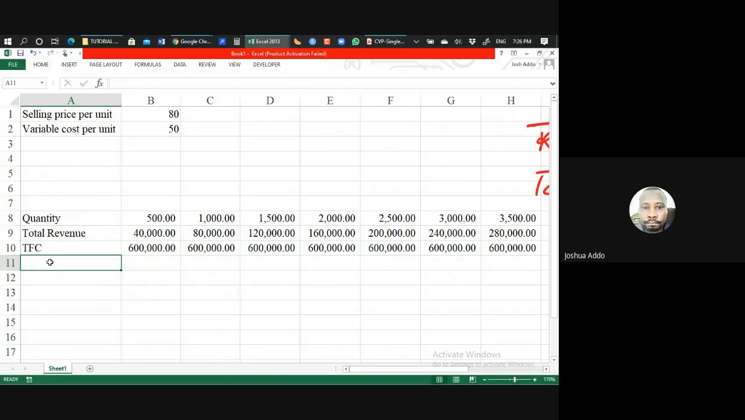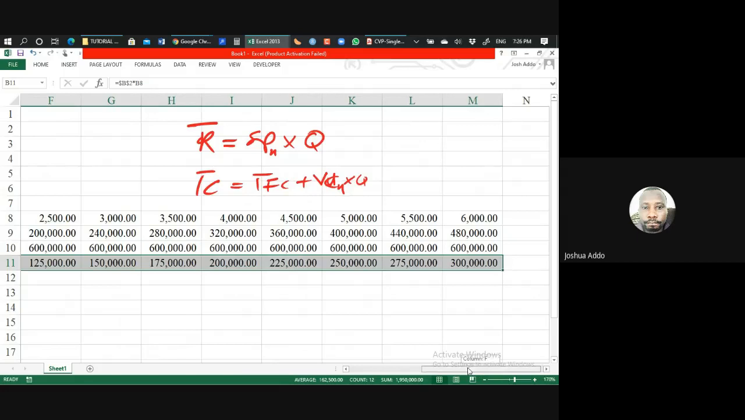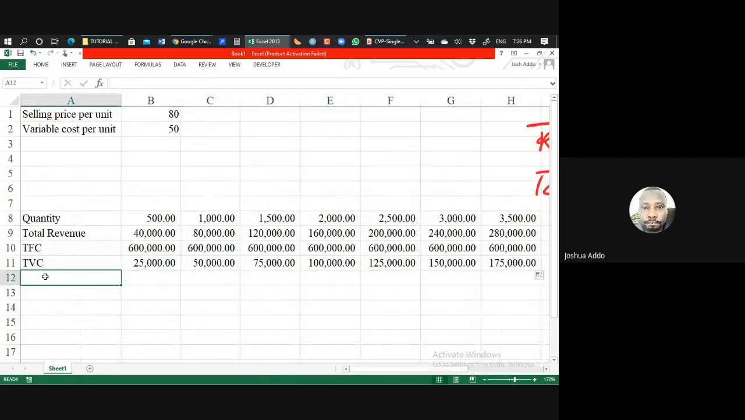And we have our total variable cost. That one is equal to variable cost per unit multiplied by quantity sold. Remember, our TVC is equal to VC per unit times Q. So when we drag for all the quantities, we can calculate our total variable cost. And therefore, we can calculate our total cost. Our total cost is equal to the sum of total fixed cost and total variable cost. So we can also drag this to get our total cost.